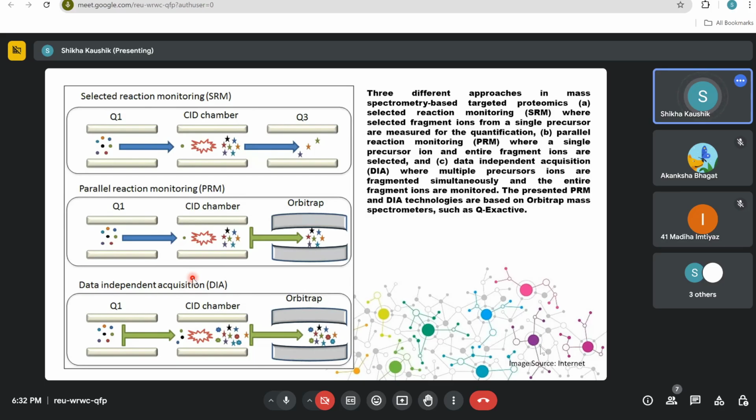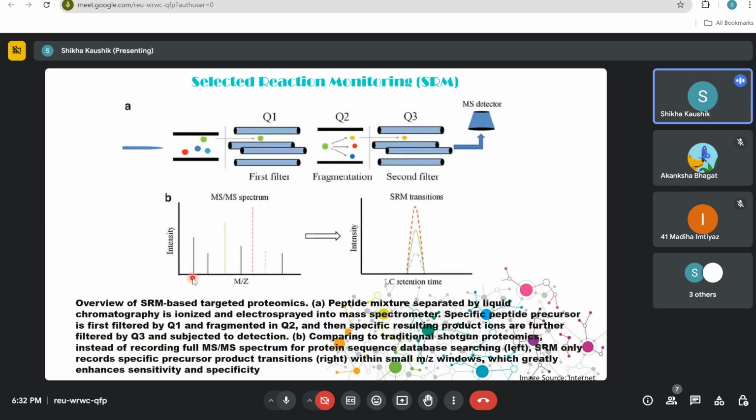Data dependent, we have also talked about data dependent. There, on the basis of data, you are selecting a few proteins and then you're going to study them further. So this is there. Clear? Let's talk about selected reaction monitoring in detail.